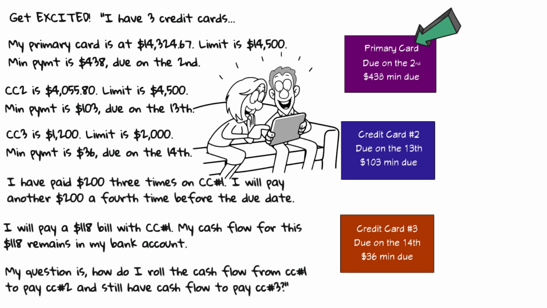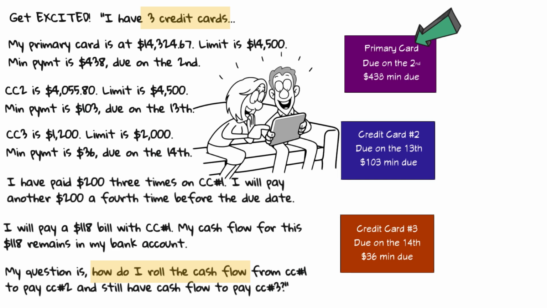And so this is part of, I think, a lot of people, when you have problems with word problems, we get overwhelmed with the information. So we're going to break this down. So his question is, how do I roll the cash flow? Okay. So now let's go back up to the top where he says, I have 3 credit cards. Is that pertinent information? Sure. He wants to know how to roll the cash flow with 3 cards.